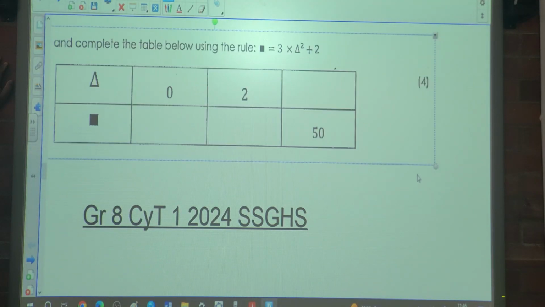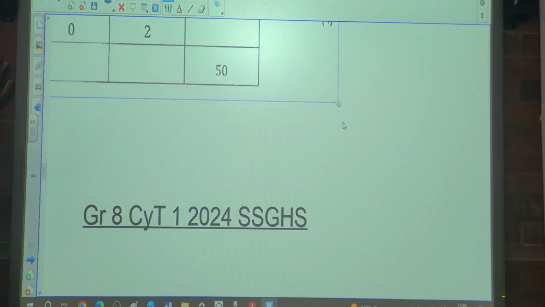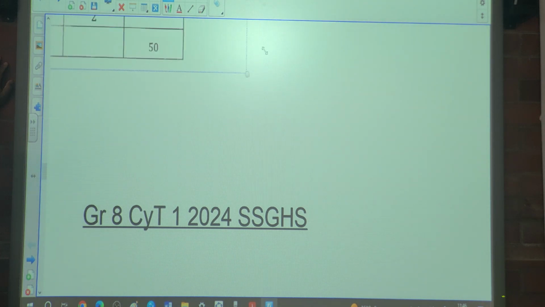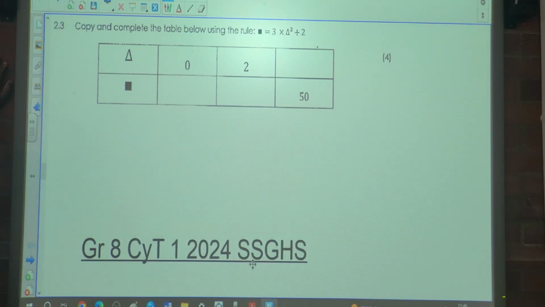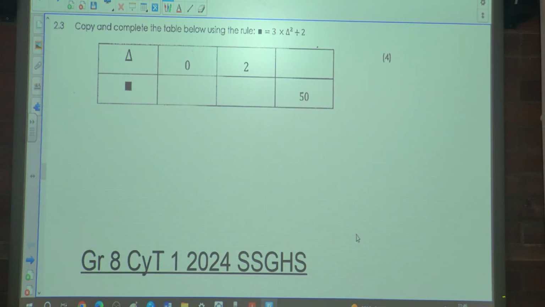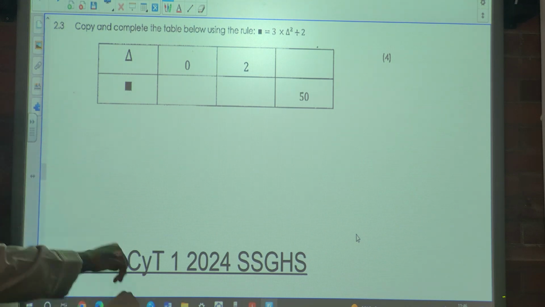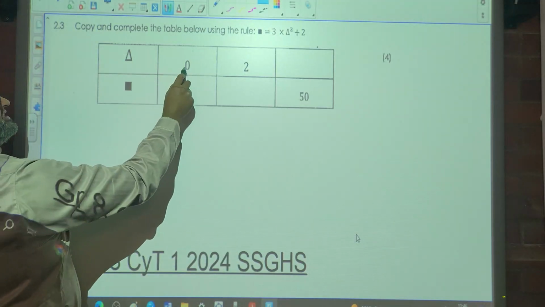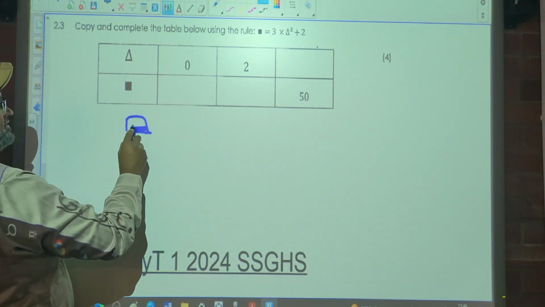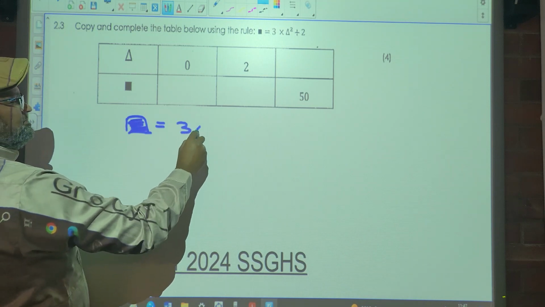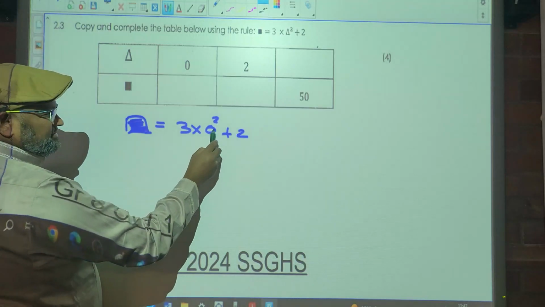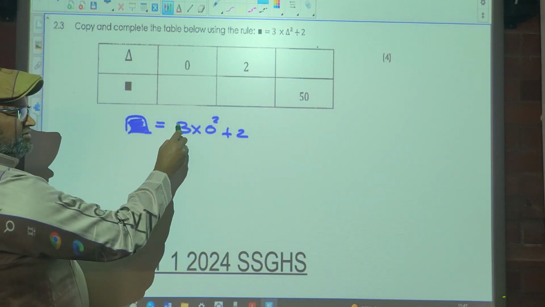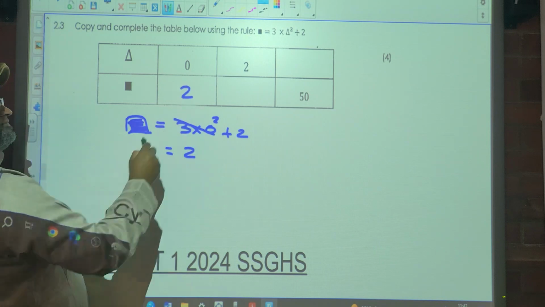2.3. Here we are given a number sentence, or an equation. Copy and complete the table using the rule. The square is equal to 3 multiplied by the triangle squared plus 2. So let's do the first one. Your triangle is 0. So your square is equal to 3 multiplied by 0 squared plus 2. What is 0 squared? 0. Times 3 is 0. Plus 2 is 2.